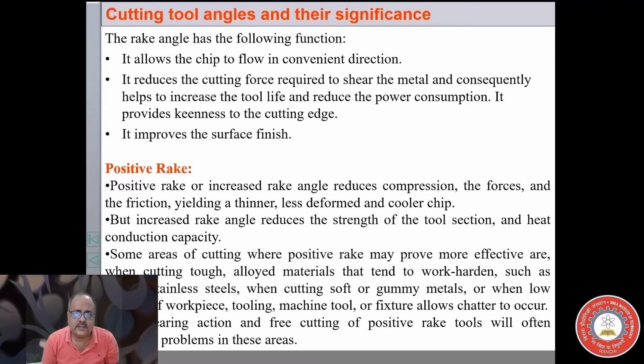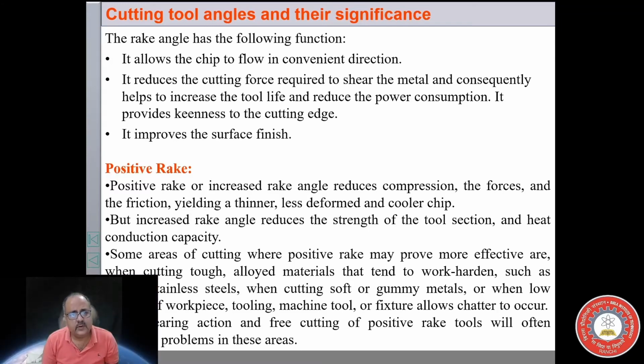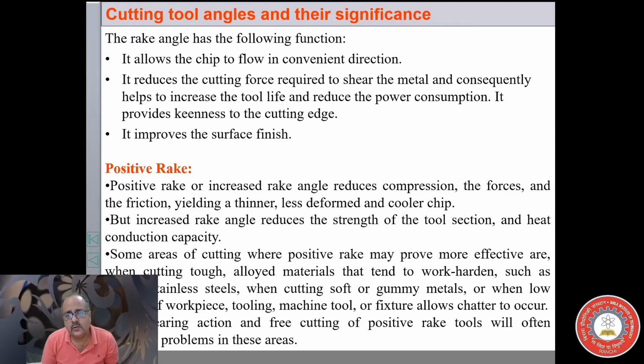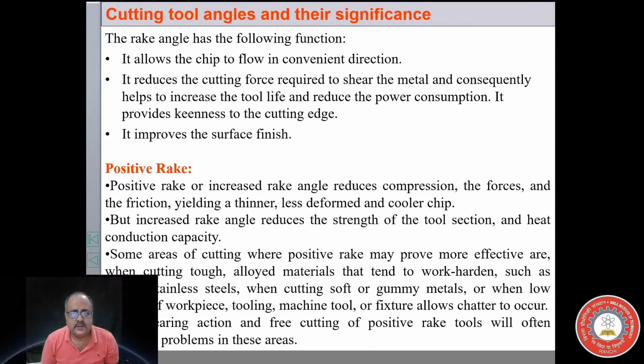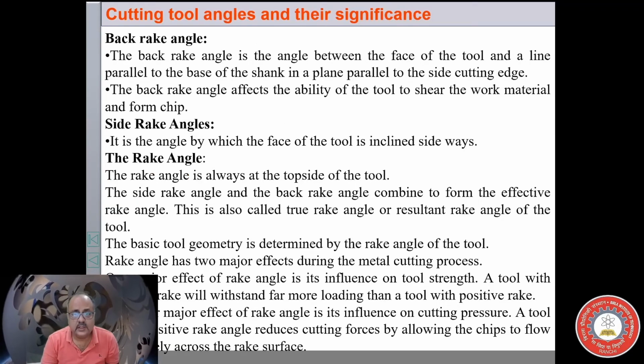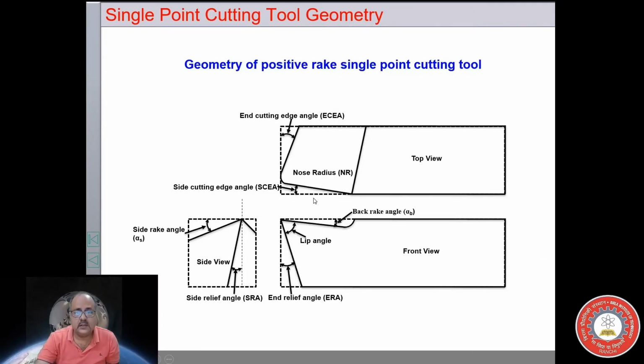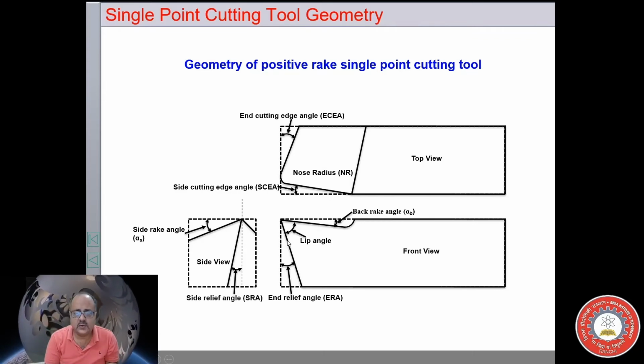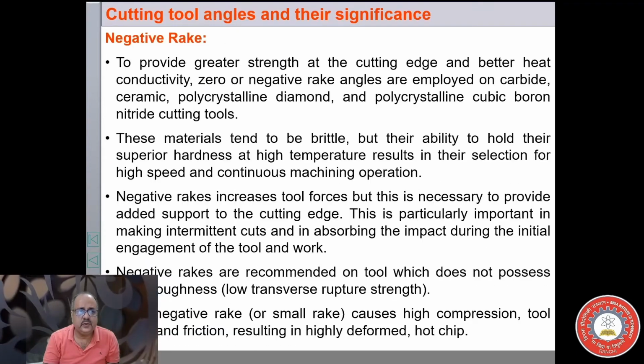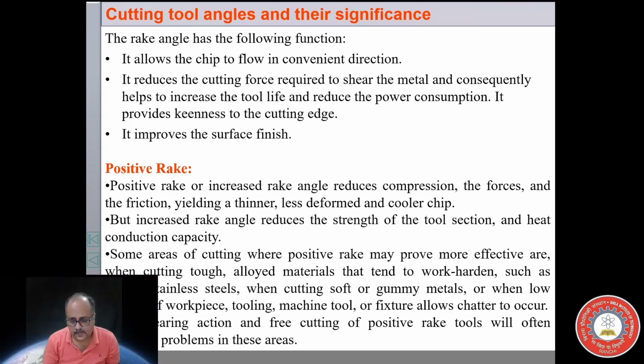Now there are certain advantages of having a positive rake angle. The positive rake angle reduces the compressive force and friction, yielding a thinner and less deformed, and most importantly cooler chip. So this gives a better surface finish, but it reduces the strength of the tool. This is because if you keep on increasing the rake angle, the lip angle will decrease. If the lip angle decreases, the strength of the tool decreases. So that is a factor.